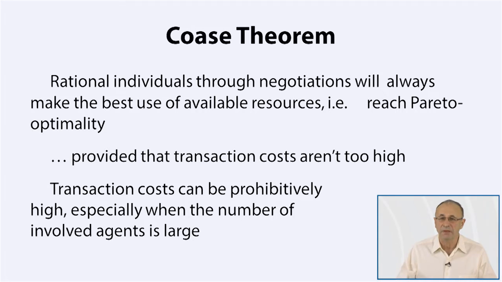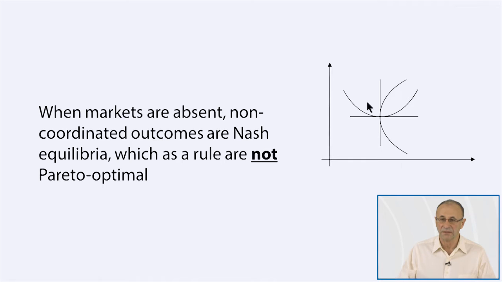And at the same time, the Coase Theorem is actually a very simple statement. It's almost trivial. And it says that rational individuals, through negotiations, will always be able to make the best use of available resources, i.e. to reach Pareto optimality. Coase theory places hope on negotiations. We've reached a private solution. Let's get back to this picture. And we realize that this private solution is not the best thing that we can do. Individually, unilaterally, we cannot improve this solution. It requires a collective action.